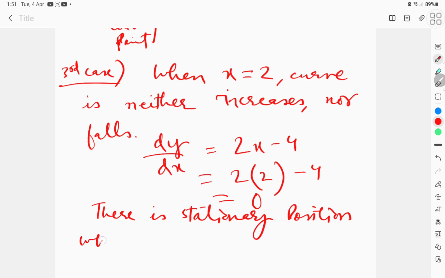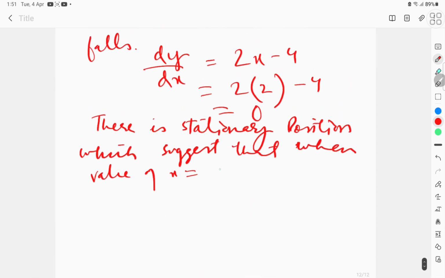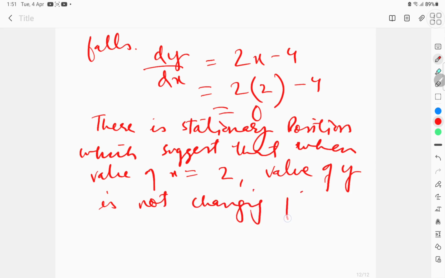which suggests that when the value of x is equal to 2, the value of y is not changing for a moment. So through the equation we can have a graphical representation, and we come to know whether the graph is falling or rising only through the equation, with the help of the derivative.